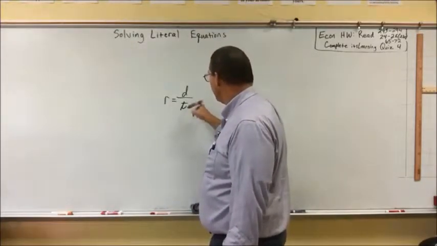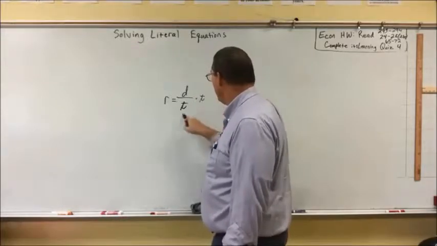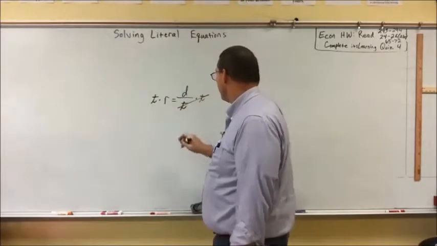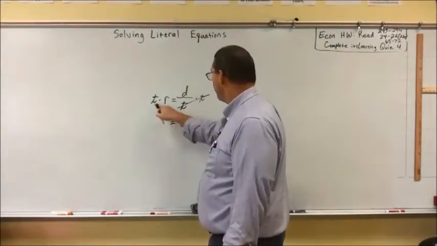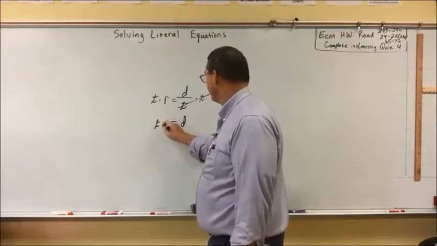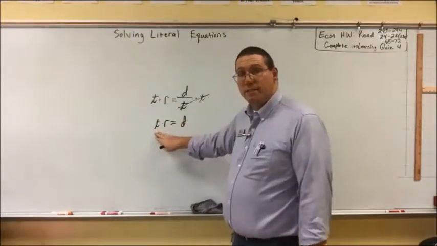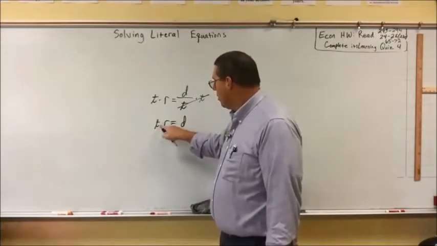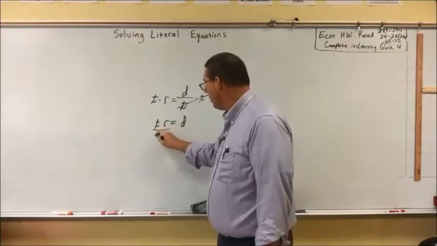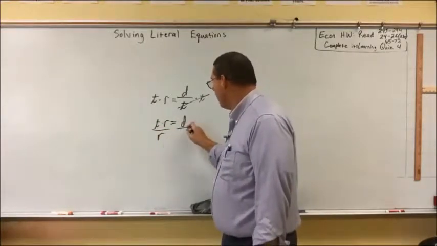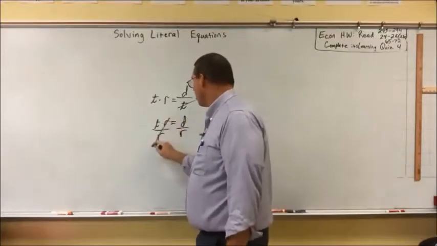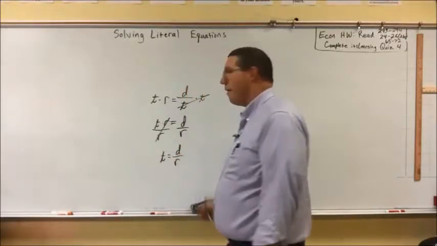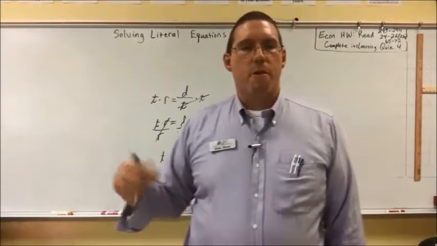I'm going to get rid of the t in the denominator by multiplying by t, which means on this side I'm also going to multiply by t. On the right side, it's going to cancel the t, bring down the d. Over here, I have t times r. Okay? I'm almost done. I just need t to be by itself, so I've got to get rid of this r. Well, it's being multiplied. So the multiplicative inverse is to divide by r, and if I divide by r on the left, I have to divide by r on the right, cancel the r's, and now I have t is equal to d over r. And I have solved for t in terms of d and r.